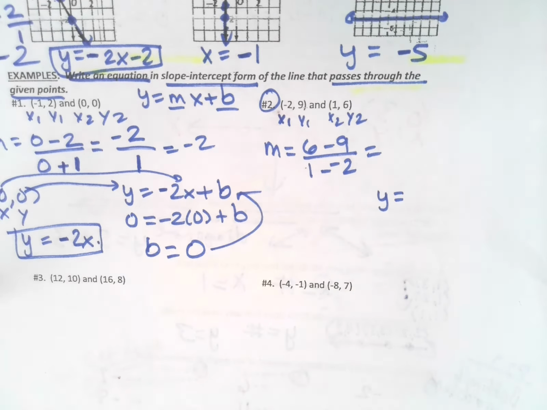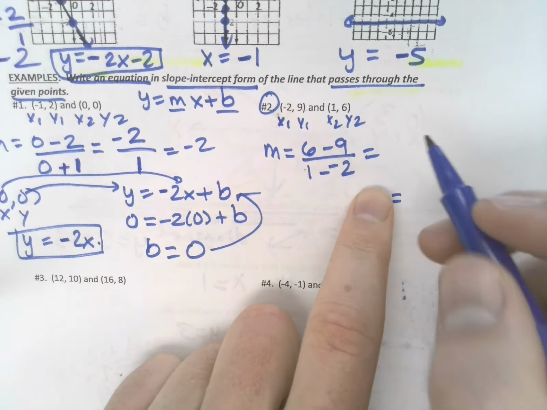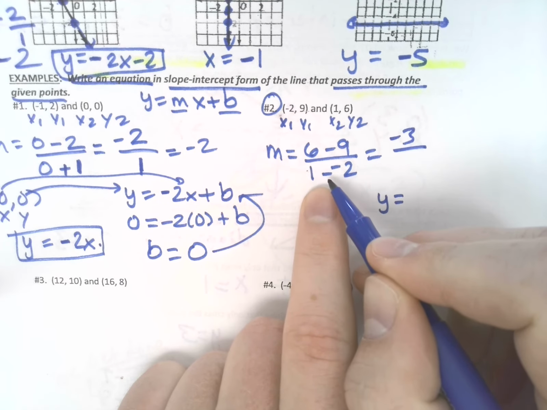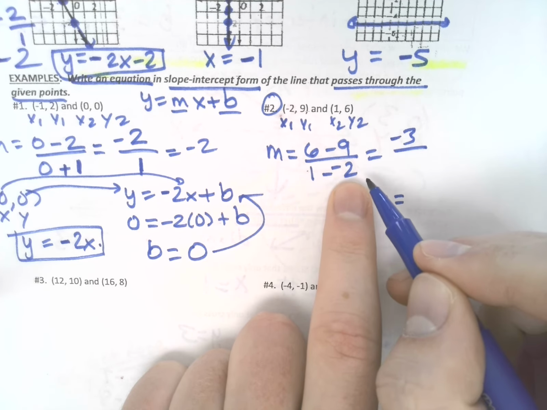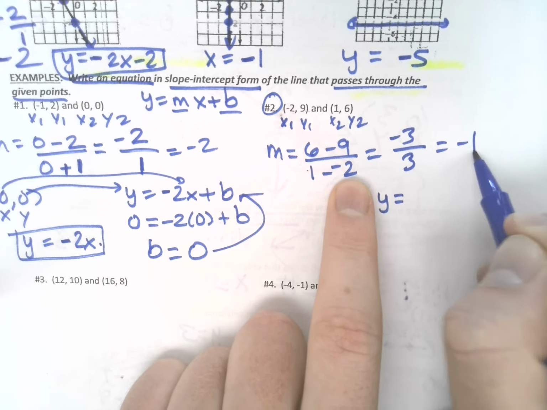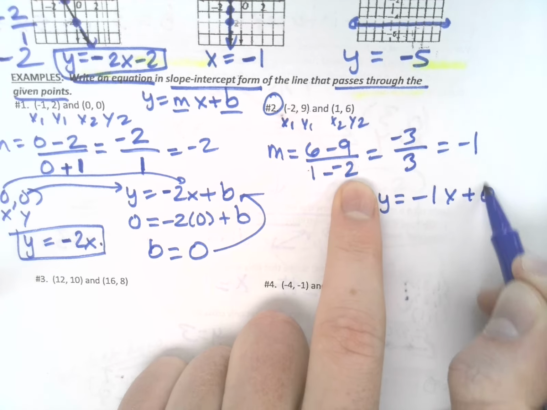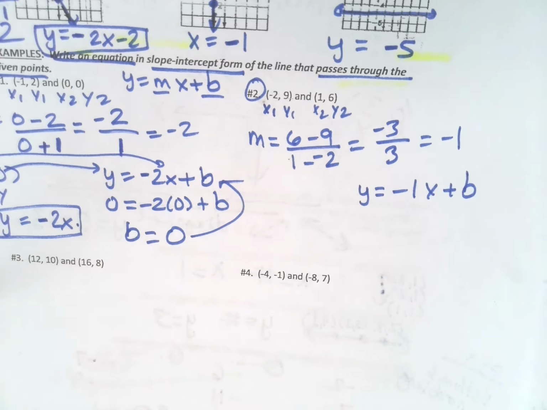Anybody want to help me out? Say it again. Do you guys agree? We get negative 3 up top, and actually, what's 1 minus negative 2? That becomes a positive 3, so I agree with you. Negative 1's our slope. The problem is, what do we still got to find? We got to find b.